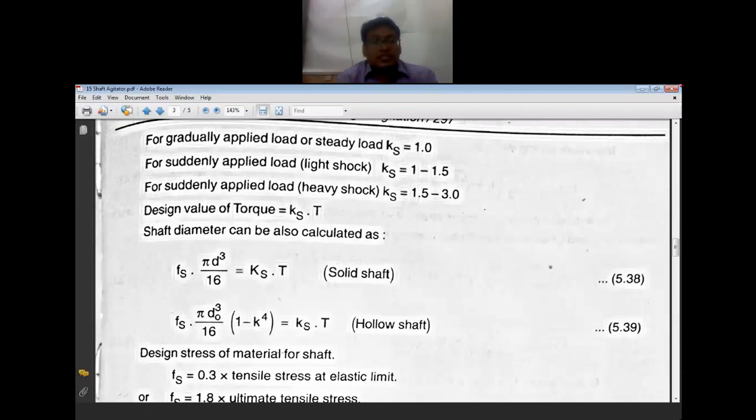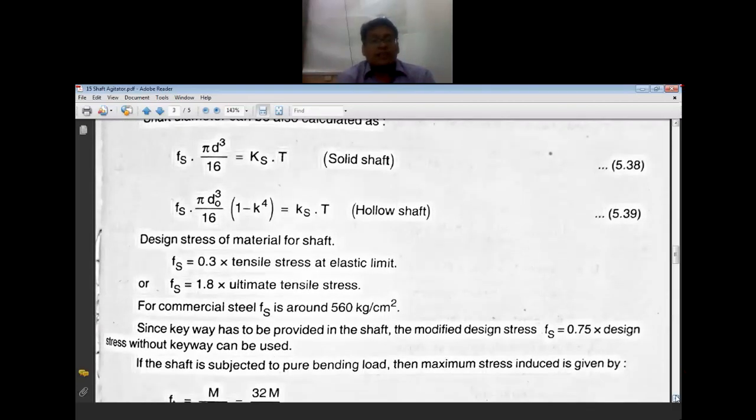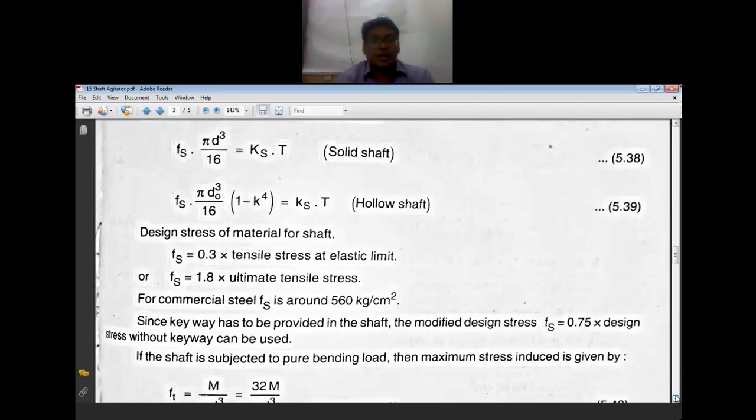Now the design stress of material for the shaft. Generally, we have the value of ultimate tensile strength. I am going to apply the tensile force on this solid shaft, and this value I can get. So the design stress of material for the shaft is taken as Fs, which is equal to 0.3 into the tensile stress at elastic limit, or Fs equal to 1.8 into ultimate tensile stress.